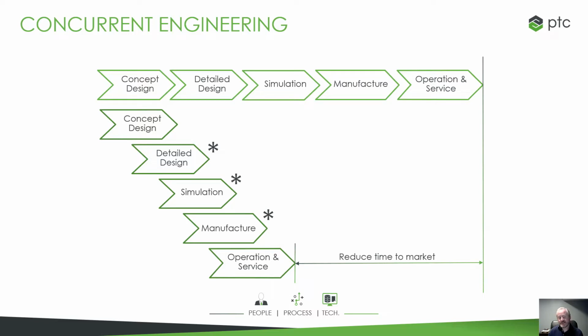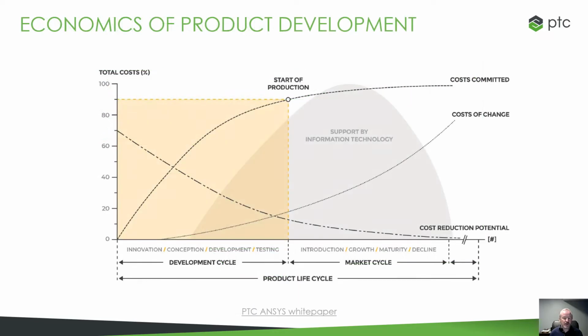During today's presentation, I'm going to highlight three simple examples of how PTC can help to enable concurrent engineering in the area of detailed design, simulation, and manufacturing. But before we do, I'd like to talk a little bit about the economics of product development.